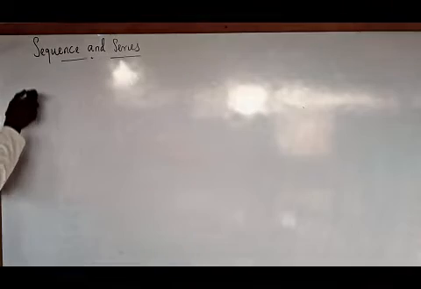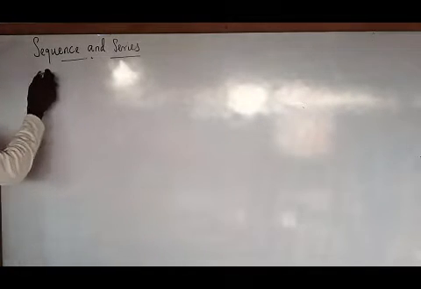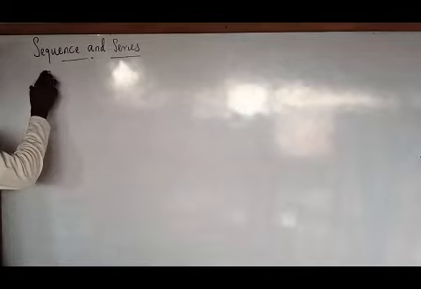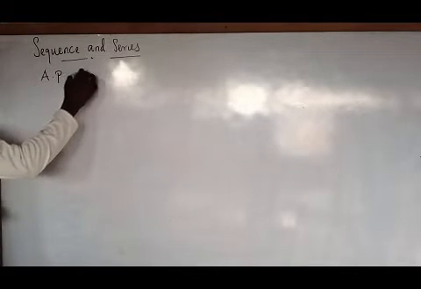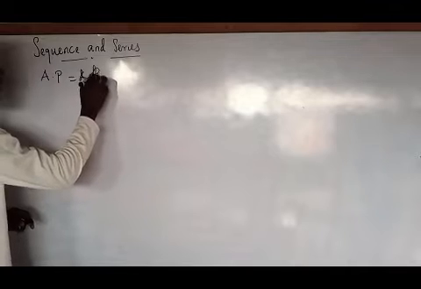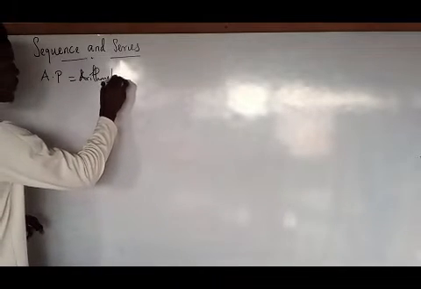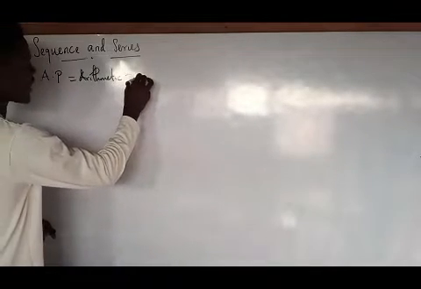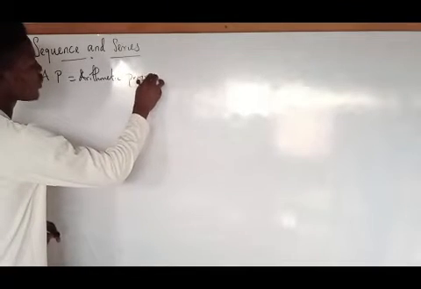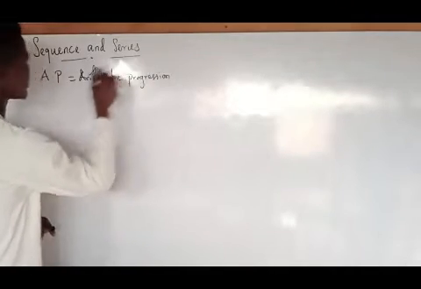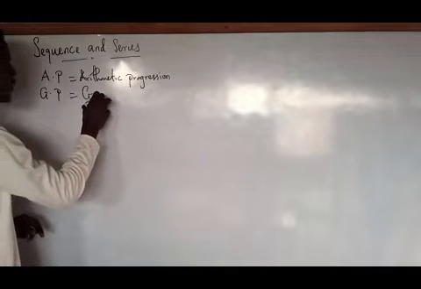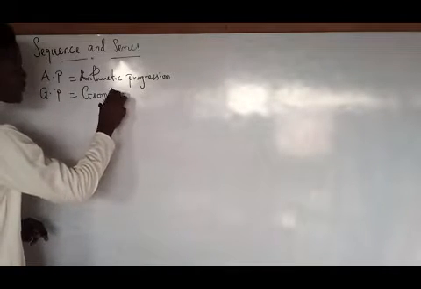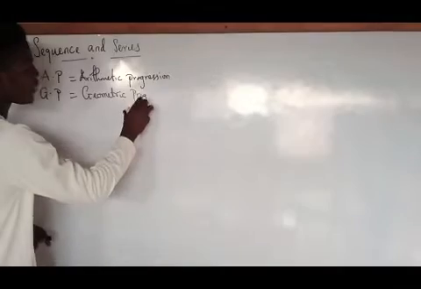So let's say we have, don't forget our formula, the formula for finding the AP of a series, that's arithmetic. AP means the arithmetic progression, which is what we are going to be discussing today, and GP means the geometric progression.